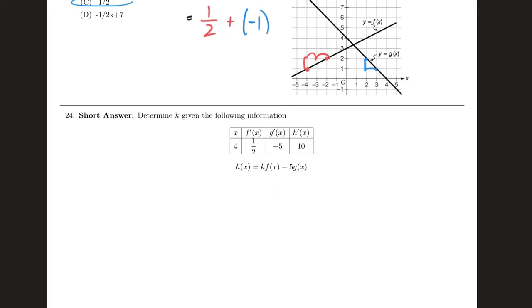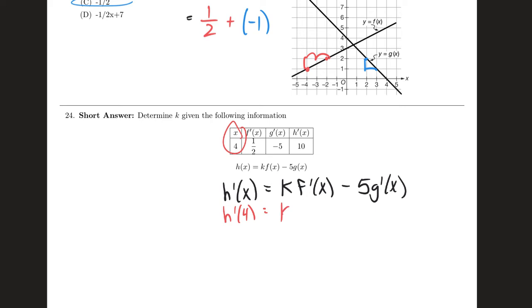All right, this one, determine k from the following information. So everything's about derivatives, so chances are I'm going to have to take a derivative. All right, k is just some constant, so the constants stay. And then f prime of x minus 5g prime of x. And if I plug in my x value of 4, and for all these x's, I can use this table to my advantage. All right, h prime of 4 is 10. I don't know k yet, but g prime of 4 is 1/2. And f prime of 4 is 1/2. G prime of 4 is negative 5.